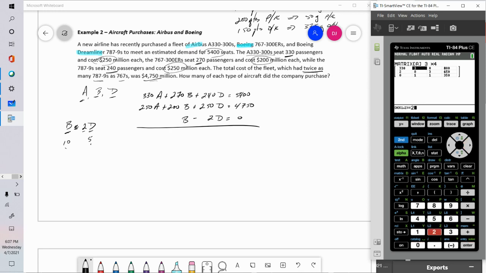330, 270, 240, and 5,400. 250, 200, 250, 4,750. 0, 1, -2, and 0. Second quit. I showed this in the previous video. Remember, with the calculator, if you simply press enter, the calculator will repeat the previous command. And it looks to me like I made a mistake.